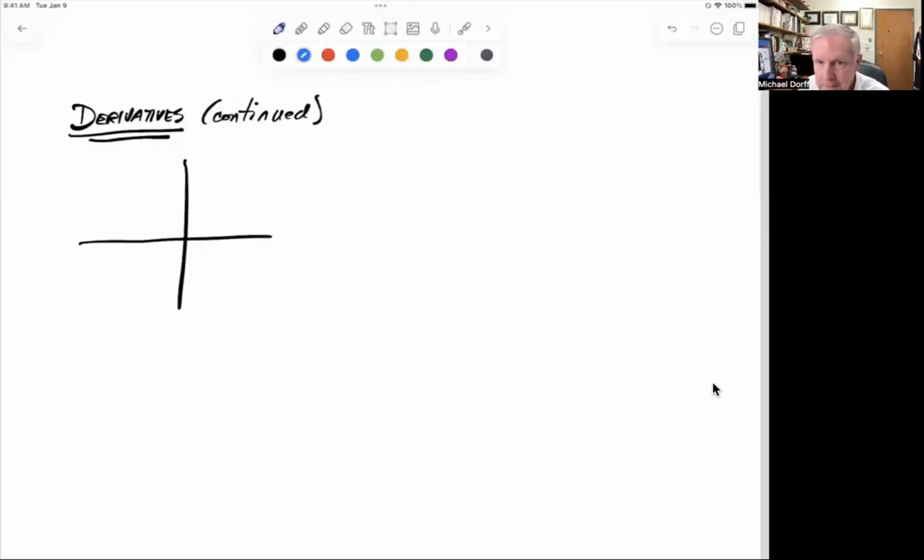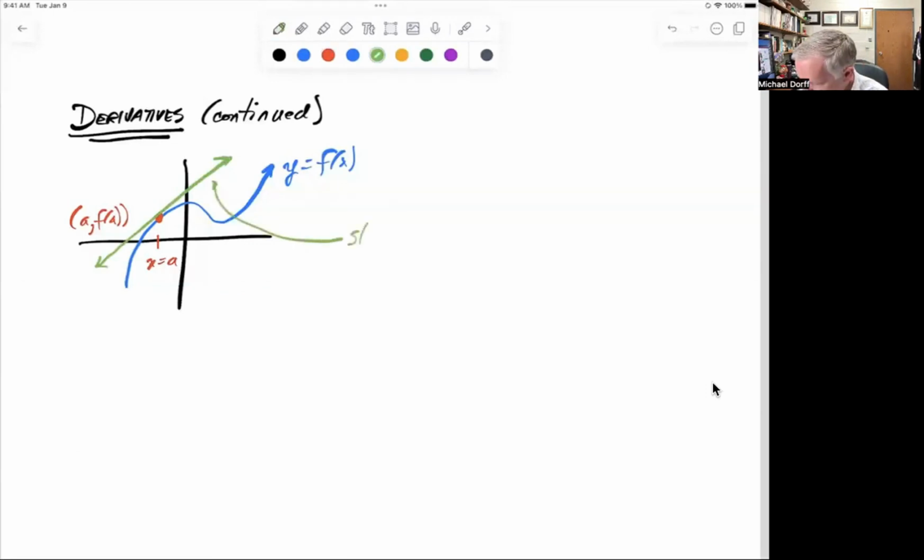Today, we're going to continue our discussion about derivatives. What are derivatives? As a review, if I have the graph of a function, y equals f of x, and I have a point, x equals a, that's going to give me a point on my curve that has the value x equals a, y equals f of a. And I'm interested in the tangent line to that point at a, f of a, and in particular, I'm interested in the slope of the tangent line.